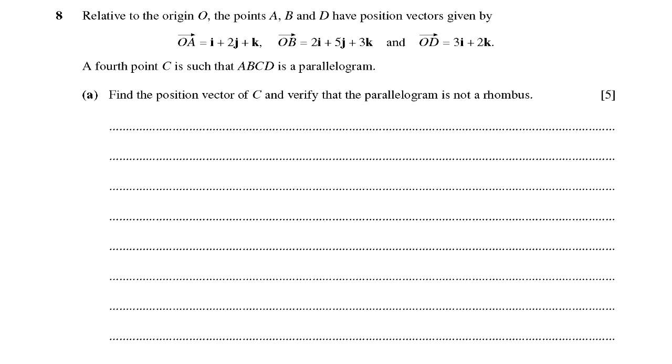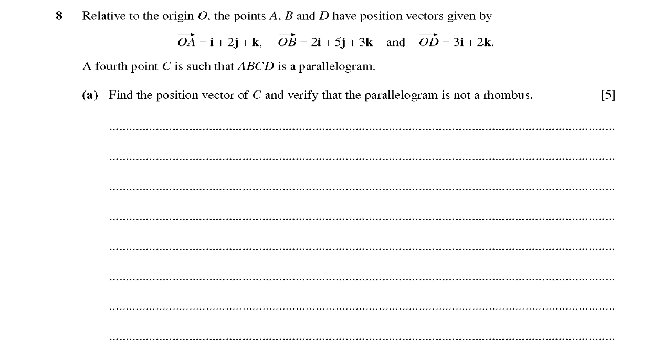Question 8 says, relative to the origin O, the points A, B, and D have position vectors given by, and we have 3 vectors for OA, OB, and OD. A fourth point C is such that ABCD is a parallelogram. Part A, find the position vector of C and verify that the parallelogram is not a rhombus.